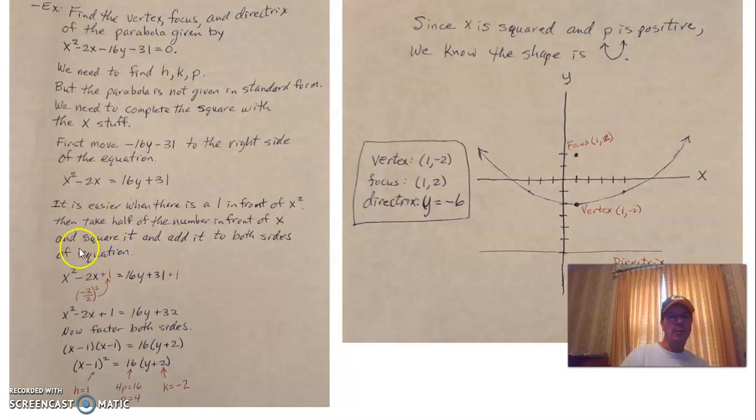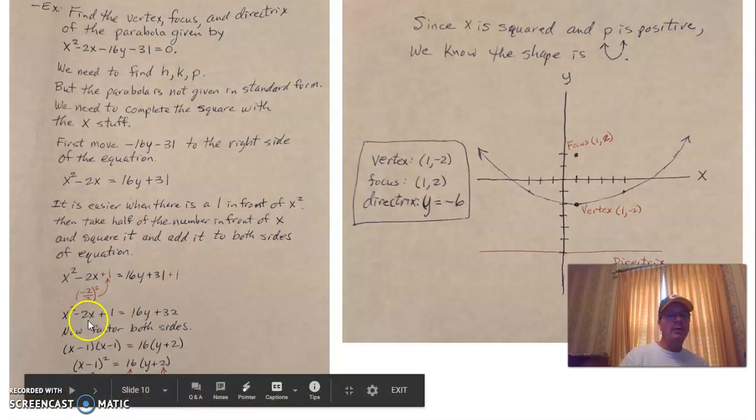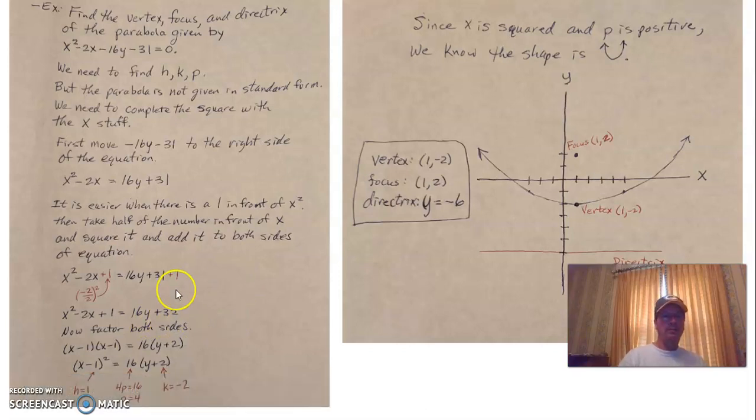So there's the x squared minus 2x. I'm going to take half of -2, so -2 divided by 2, that's half of it, in parentheses, and then I square that. So -1 squared is 1. So I'm going to add 1 to both sides of the equation. I've got to keep it in balance. All right? So now I have x squared minus 2x plus 1, and on the other side I have 16y plus 32. Now what I'll do is factor both sides.